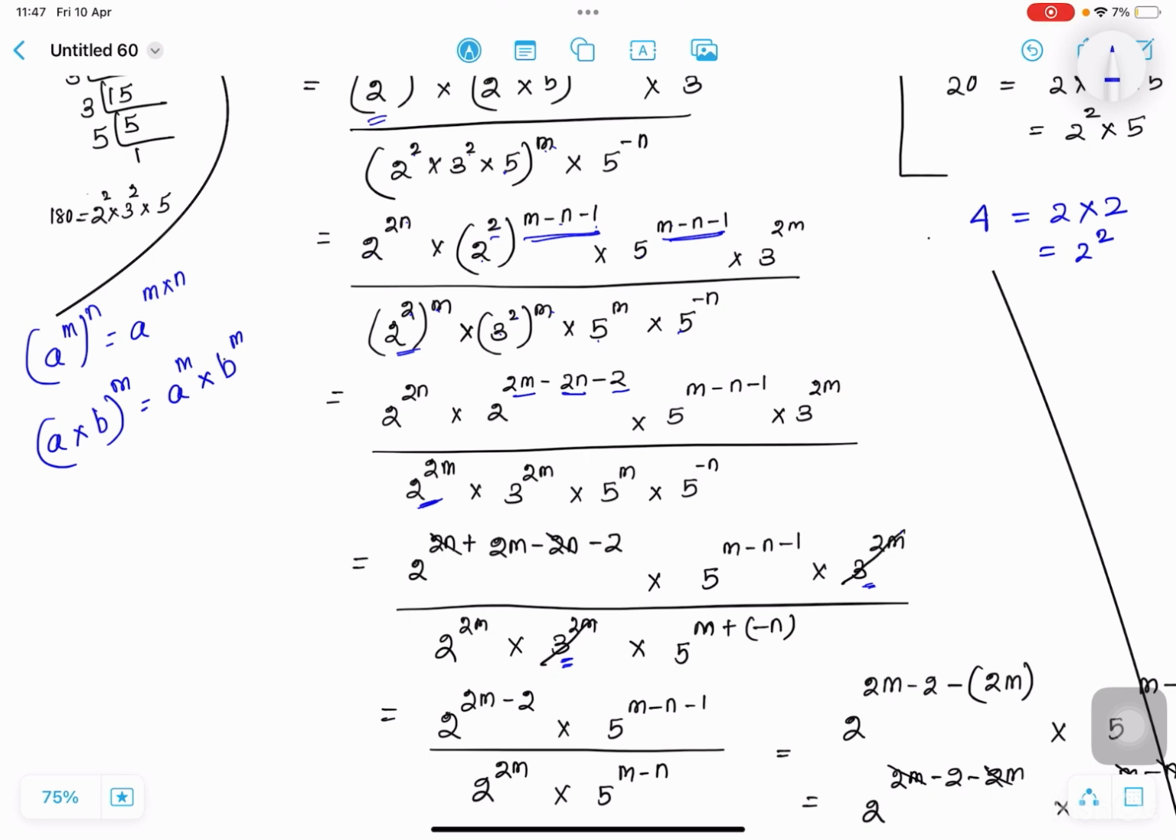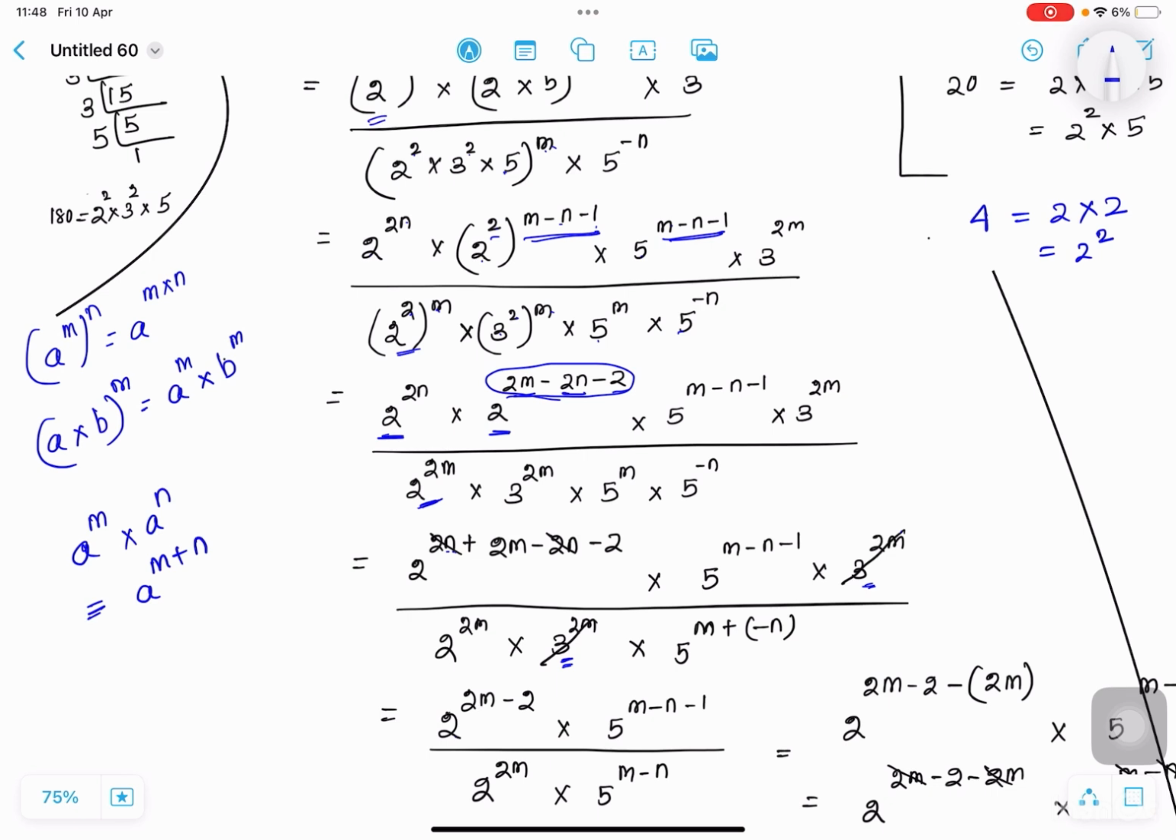Now see a to the power, this is the base. Here two bases are equal. If we are writing a to the power m into a to the power n, then what can we write? A to the power m plus n. So we can write 2 to the power 2n plus the total, this total thing 2m minus 2n minus 2. 2n plus 2n minus 2n cancel. So next step we have written 2 to the power 2m minus 2.